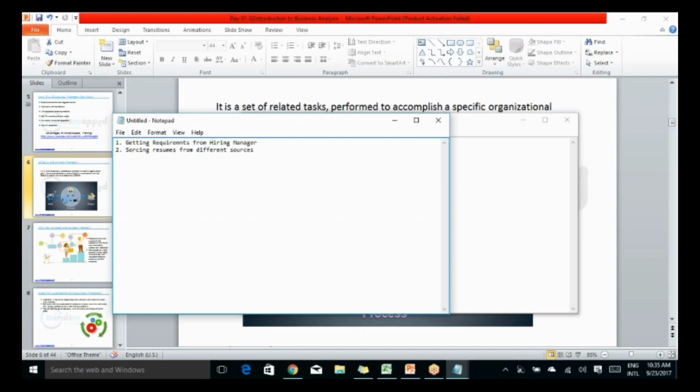Are you able to see this notepad file that I'm typing in? Yes.